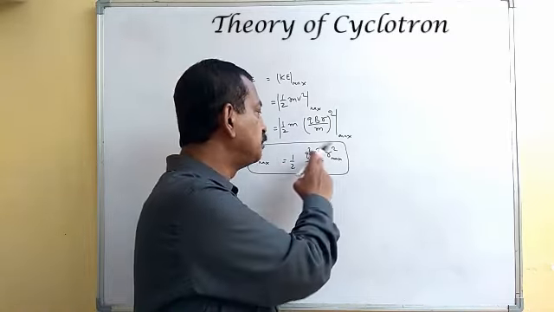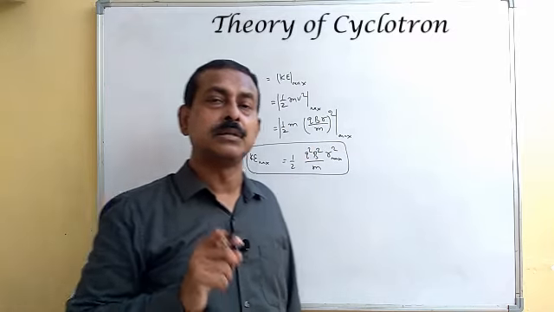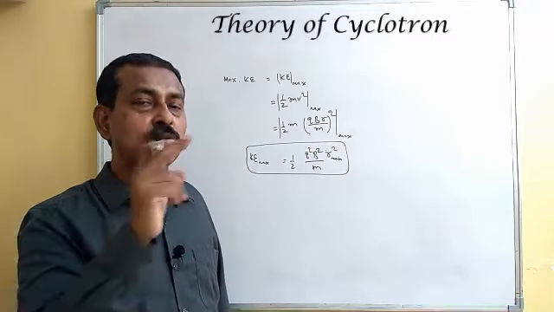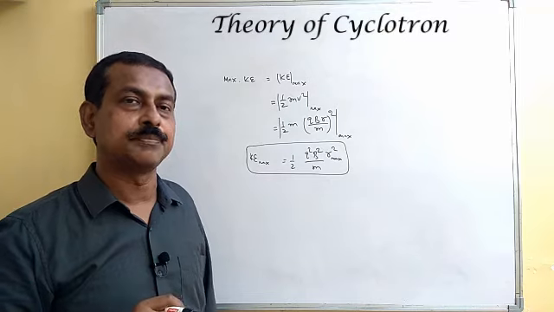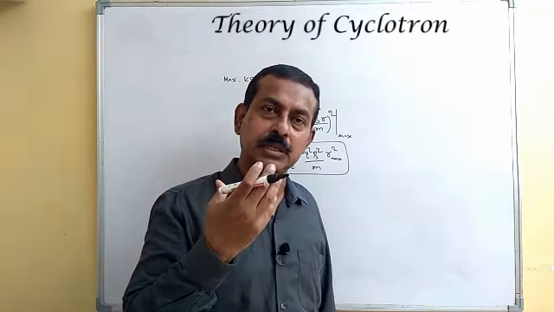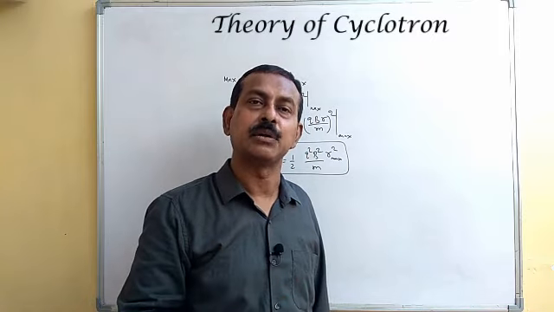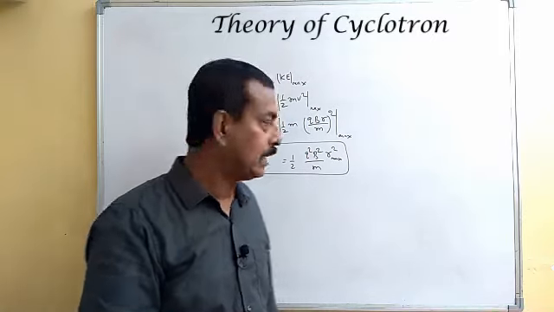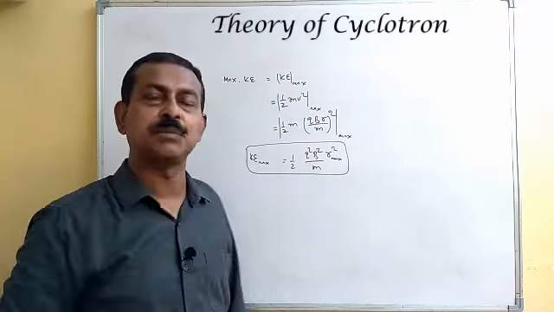Charge will be fixed, B will be fixed, m will have a fixed value. And also r maximum. r maximum will be the maximum value of the radius of the orbit of the charged particle. And what will be that maximum value? That will be equal to the radius of the D of the cyclotron. So with that, we can find the maximum kinetic energy of the charged particle in a cyclotron.